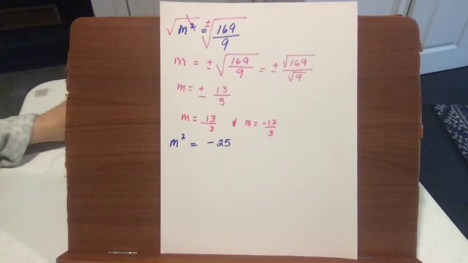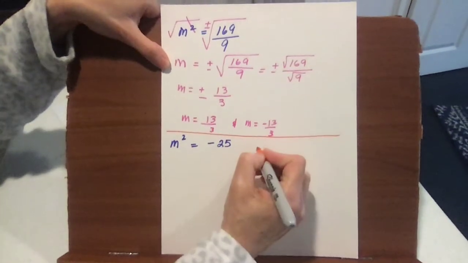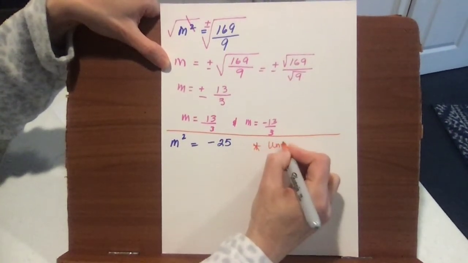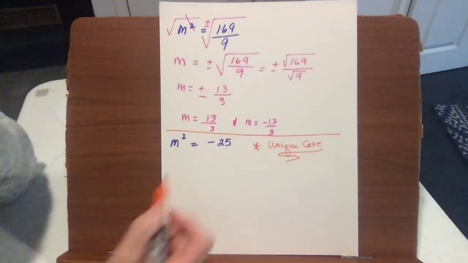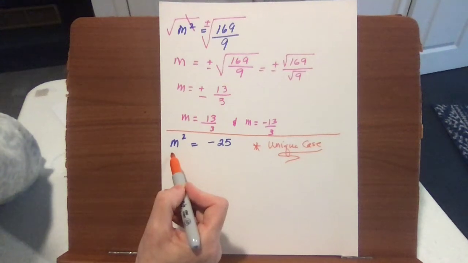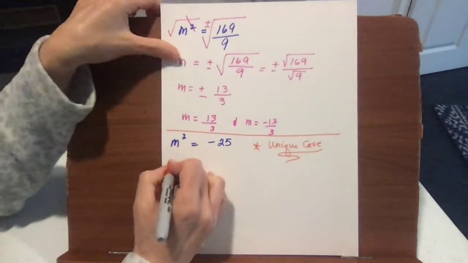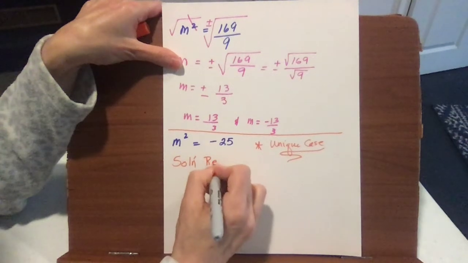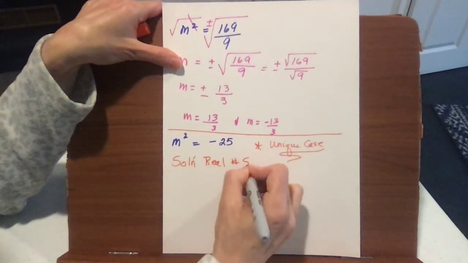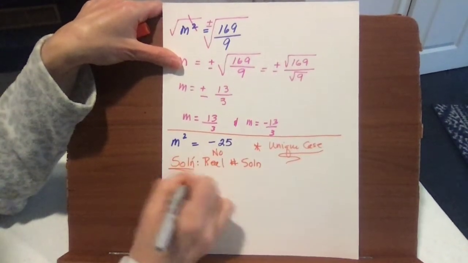All right, next, a little tricky. M squared equals negative 25. All right, this is a unique case, and you have to think about this. Can you square a number, any number, positive or negative, and get a negative result? And the answer is no. So here, this is a no solution, or no real number solution. That's your answer for that.